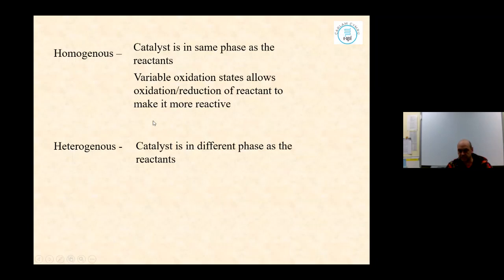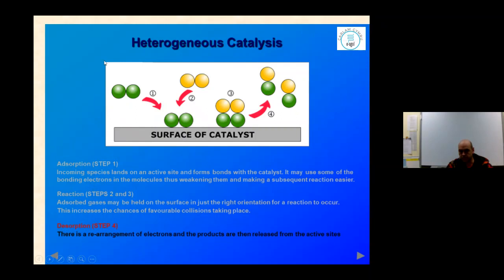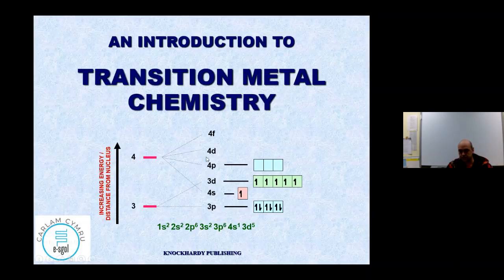And heterogeneous catalysts are in different phases to the reactants. Basically what happens here is your reactant acts as a ligand, and it bonds to your transition metal. I've got a little slide here that shows you that. It uses the vacant d orbitals of the catalyst, your transition metal, it bonds in, and it orientates your molecules and brings them next to each other better in order to get a reaction to take place. So there's a lot there. Like I say, the difficult part of transition metals is learning your formulas and your complexes, and I would definitely look at your ligand exchanges. It's quite commonly questioned.